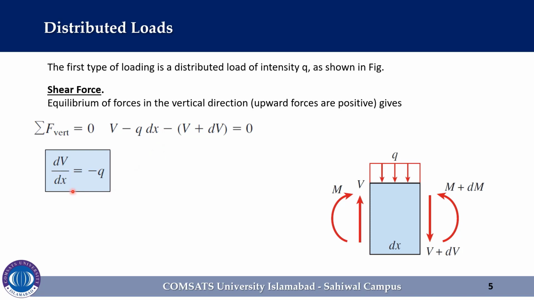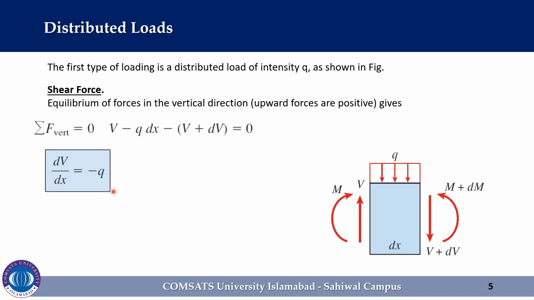From this equation, we see that the rate of change of the shear force at any point on the axis of the beam is equal to the negative of the intensity of the distributed load at that point. Here it is important to note that if the sign convention for the distributed load is reversed so that q is positive upward instead of downward, then the minus sign is omitted in the preceding equation. Some useful relations are immediately obvious from this expression.